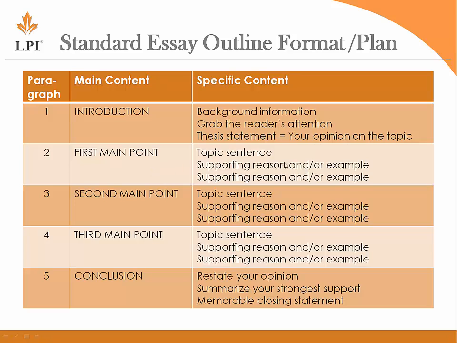For each body paragraph, you're going to want to start with a topic sentence and follow up with a few supporting reasons or examples or some kind of information that supports your main idea in that paragraph. In this chart here, we're suggesting that you have 2 supporting reasons or examples, but you might have 3 or even 4, but preferably not more than 2. And then after you've completed your body paragraphs, you'll wrap up with your conclusion paragraph. In this paragraph, you're going to restate your opinion in different words and then summarize your strongest support. And hopefully, you'll be able to close with some kind of a memorable statement.